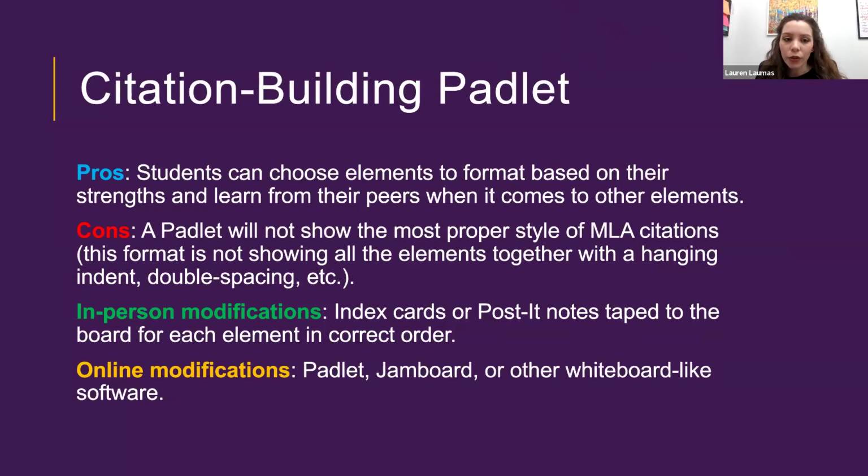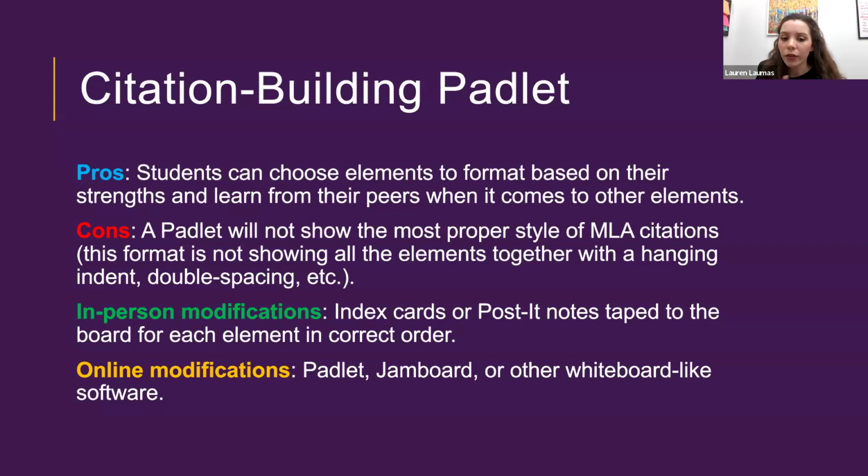So I think the pro of this is, like I said, if you let groups choose the elements that they're most comfortable with, then you can have them do those, and they can get feedback and learn from their peers when it comes to the other elements. And obviously, this is a weird way of building out an MLA citation, so I think that's the con. It's a weird way of looking at one. So make sure that you show the full citation at the very end.